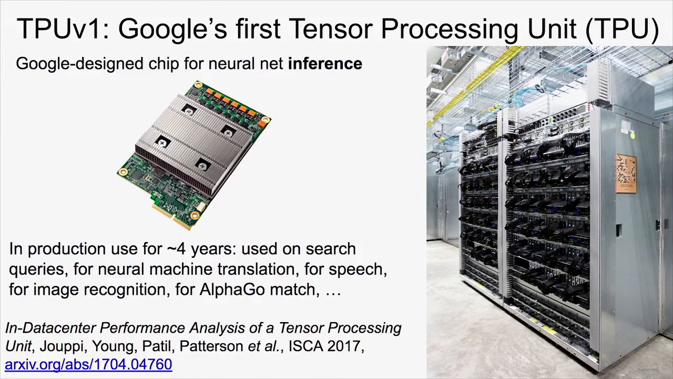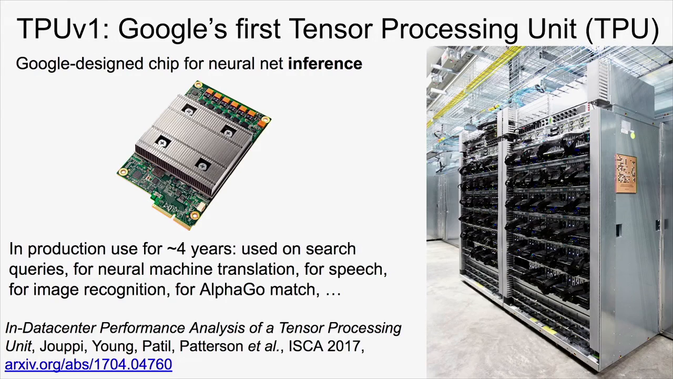TPU v1, Tensor Processing Unit. The first one was for inference only, so it's not trying to target training. It's just saying you have a trained model, it's going to fit in the memory on this chip, and this chip is going to have essentially just a lot of multipliers of low precision numbers, and that's pretty much all it's going to have. And that's been in production use now for about 4 years. It's used in every search query you do. It's used for all the translations you do, for speech, for image recognition.